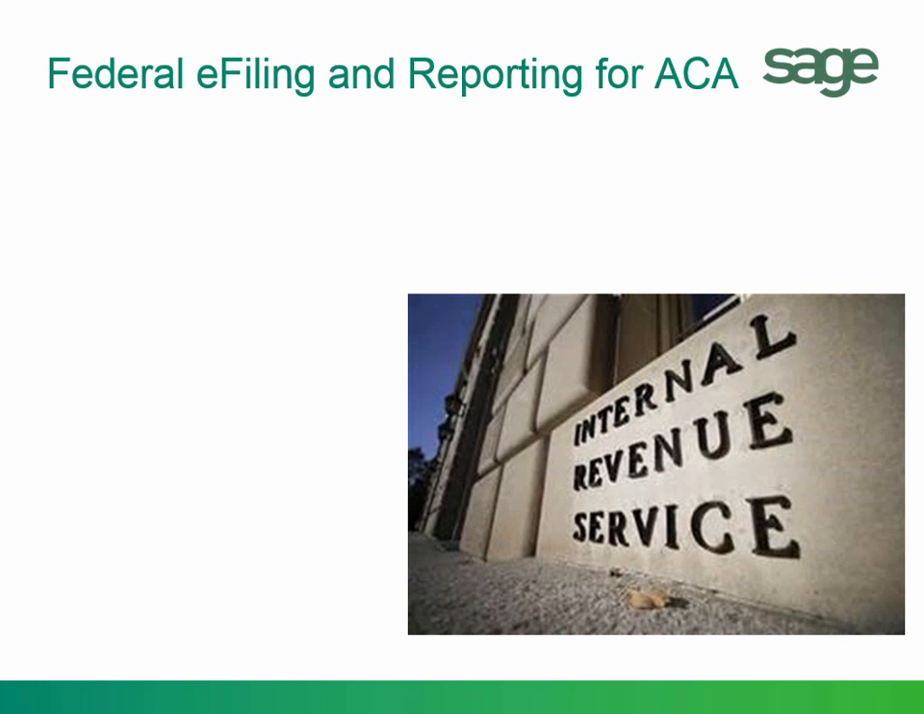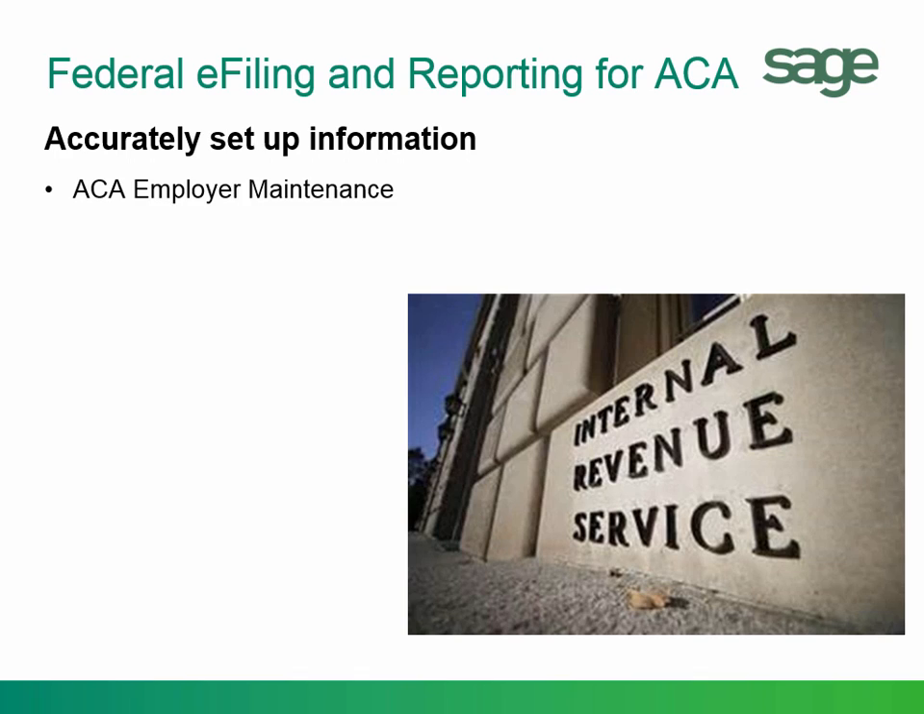In this topic, we'll focus on how to use the federal e-filing and reporting task to e-file or print your 1094 and 1095 forms. Before you begin, be sure you have accurately set up all the ACA information in Sage 100, using both ACA Employer Maintenance and ACA Employee Maintenance, and that you have run the ACA Applicable Large Employer Report. The Atrix e-filing preparer, called by the federal e-filing and reporting task, will pull this information from Sage 100, so it's best if the information is accurate before you start.